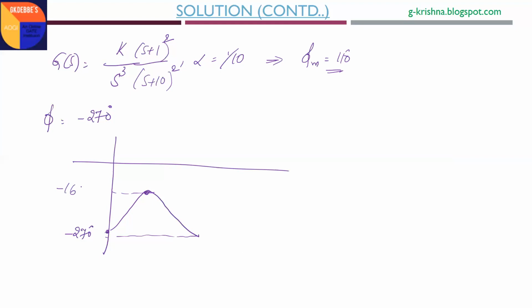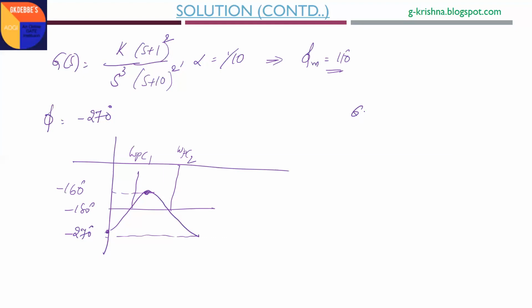Hence this value will be minus 160 and minus 180 will be here, and we will definitely get two phase crossover frequencies. That means the root locus diagram will compulsorily cut the positive imaginary axis 2 times, at plus j omega pc1 and plus j omega pc2, and the negative imaginary axis at minus j omega pc1 and minus j omega pc2.